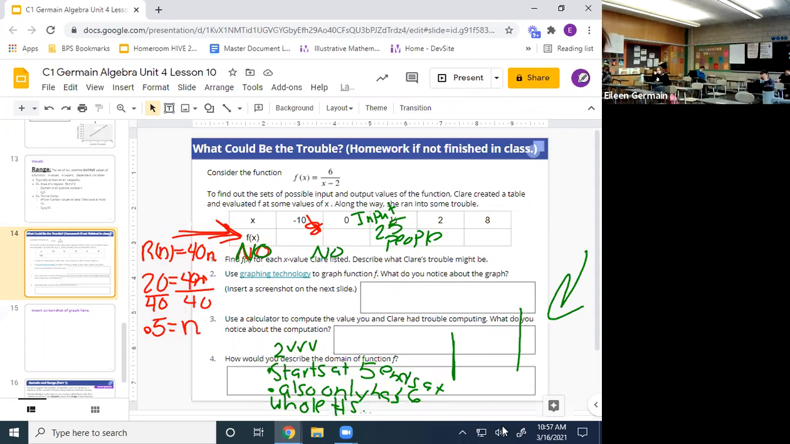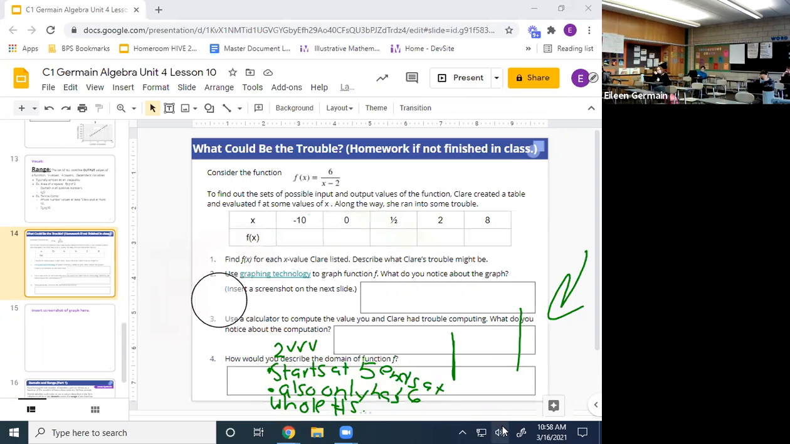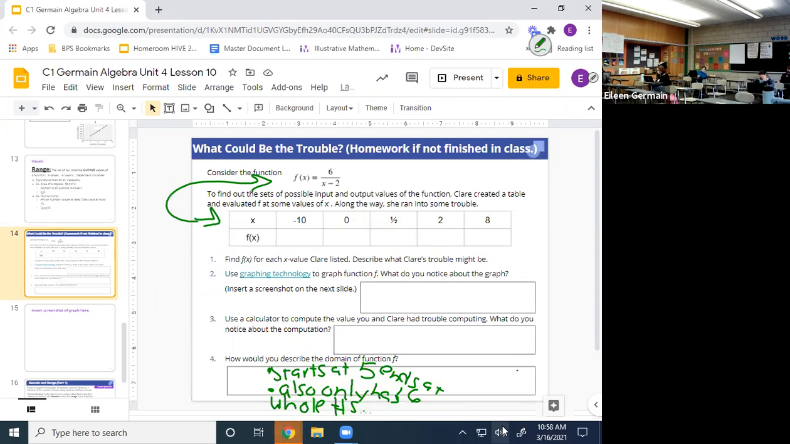To find out the sets of possible input and output values of this function, Claire created a table and evaluated f for some values of x. Along the way, she ran into some trouble. So she has this table here. It's going to be your job to calculate your outputs when you have these given inputs here. So you're going to take these inputs, plug them in and calculate your outputs for all 5 of these values.